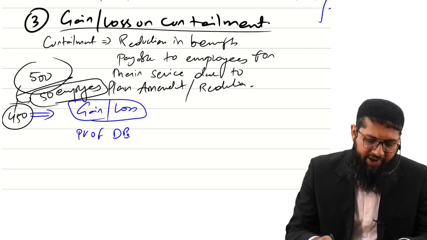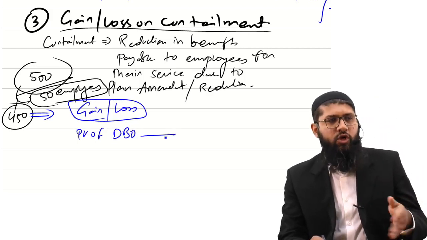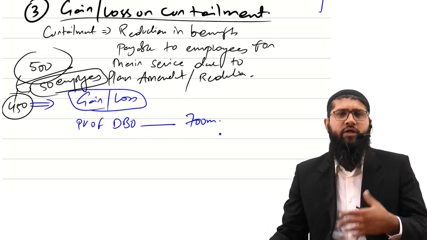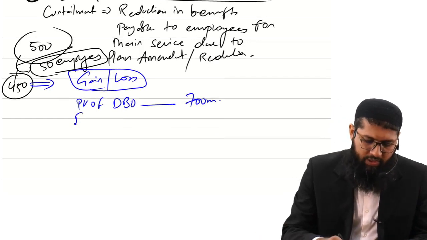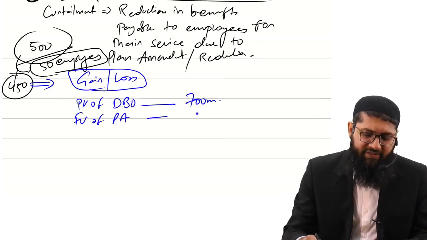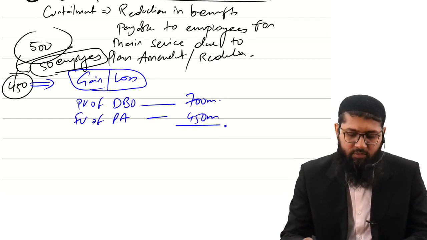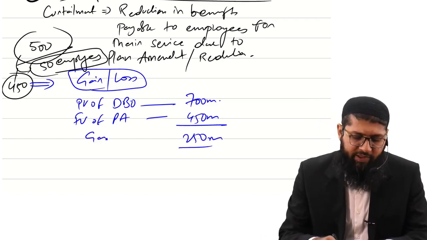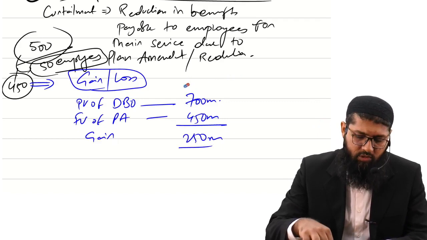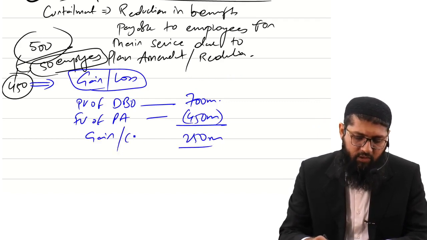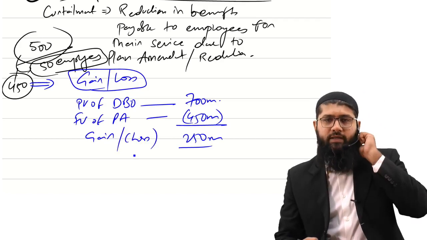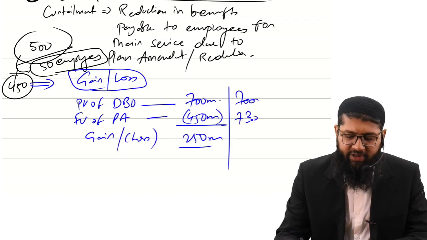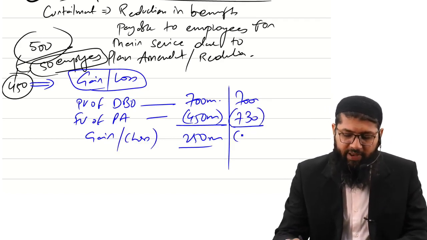So you see, assume that the present value of defined benefit obligation pertaining to these employees whose benefits have been curtailed was 700 million, recognized in our balance sheet or recognized in our fund. And we have settled them with plan assets of, let's say, 450 million. So resultingly there is going to be 250 million which is going to be a gain. But if these employees were being settled and you would have paid 730 million to them, it would have been a 30 million loss.